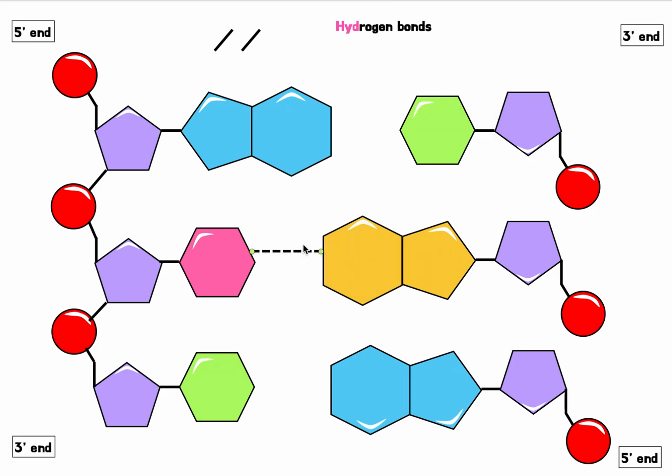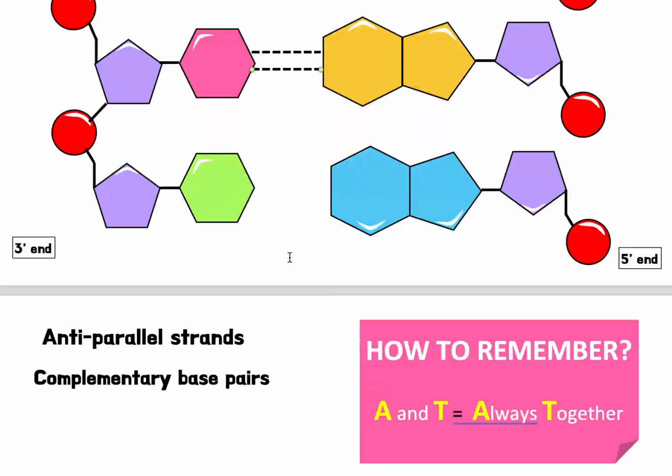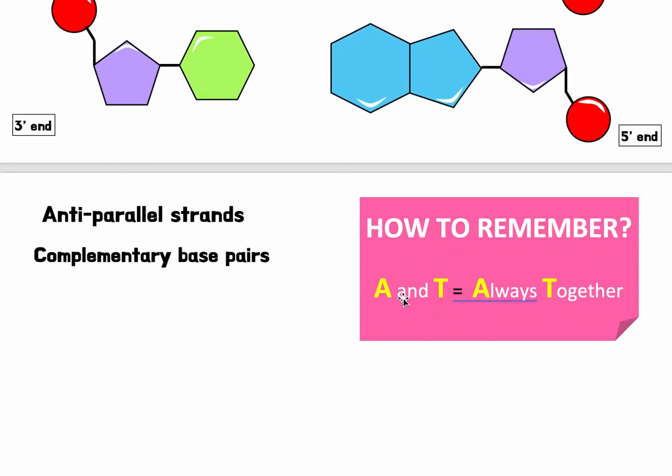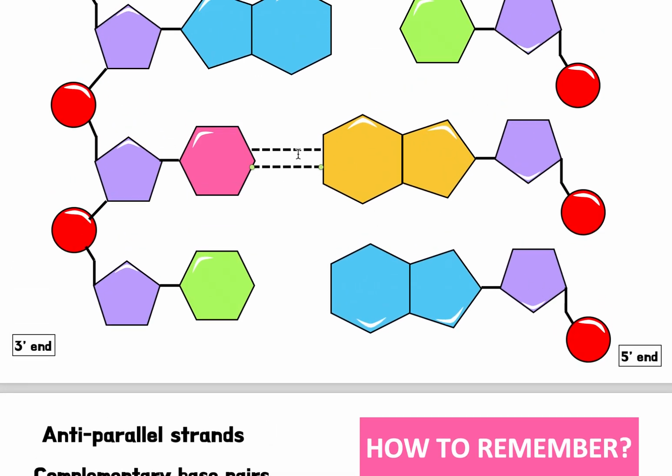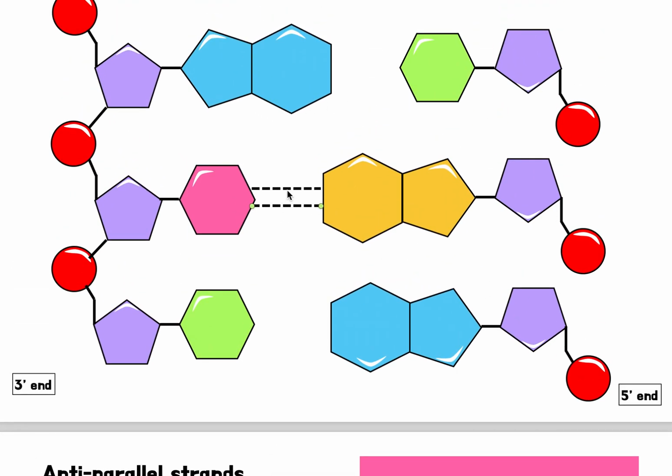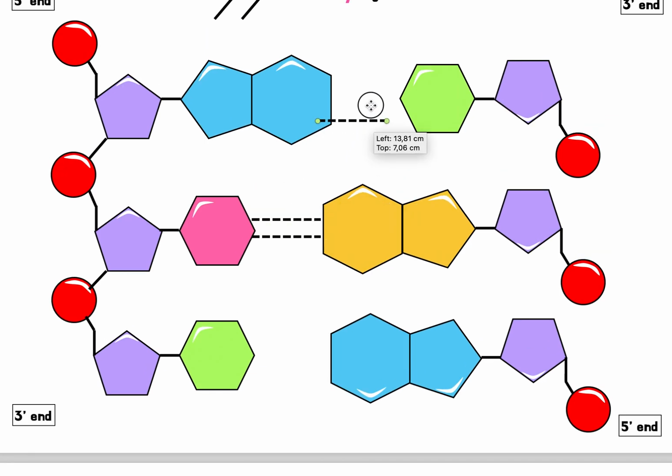Now remember, one thing you need to remember is A and T always have two bonds, okay? And again, you can remember that the same way. A and T always have two bonds, whereas C and G always have three bonds. And what do we call these bonds? We call these bonds hydrogen bonds. So remember before, these ones we called covalent bonds.